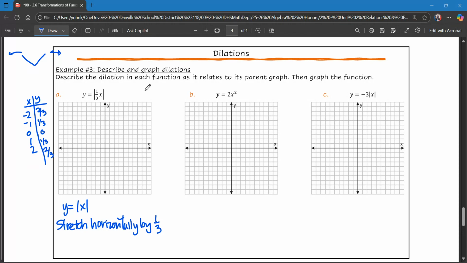Now those are some pretty ugly looking numbers, right? So I'm going to do 0, 0 here. Now if I went one more and plugged in 3, I would get 1. And that's nice to graph. And if I went one more in the opposite direction, -3, I would get 1 again. That's a lot nicer to graph. Okay, so notice that this picture is the normal absolute value function, but it's been smushed down a little and out.